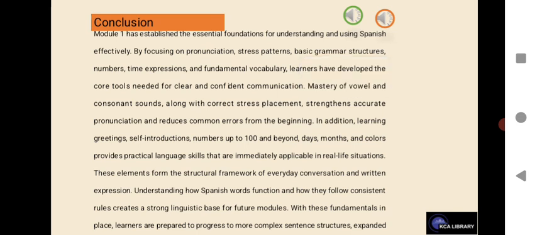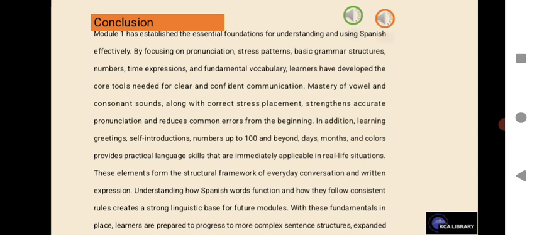Module 1 has laid the essential groundwork for effectively learning and using Spanish. By concentrating on pronunciation, stress patterns, basic grammar, numbers, time expressions, and core vocabulary, learners have acquired the fundamental tools for clear and confident communication. Developing mastery of both vowel and consonant sounds, along with proper stress placement, ensures accurate pronunciation and helps prevent common beginner errors.